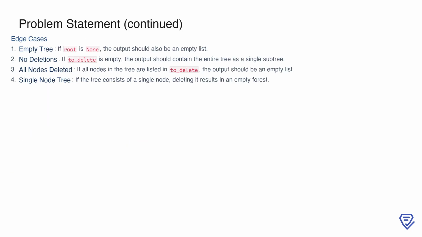Finally, let's consider some edge cases that might arise in this problem. If the root is none, meaning the tree is empty, then the output should also be an empty list since there are no nodes to form subtrees. If the to_delete list is empty, meaning no deletions are required, the output should simply contain the entire tree as a single subtree. On the other hand, if all nodes in the tree are included in the to_delete list, the output will be an empty list because no nodes remain. Lastly, in the case of a single node tree, deleting that single node results in an empty forest, as there are no nodes left to form subtrees.